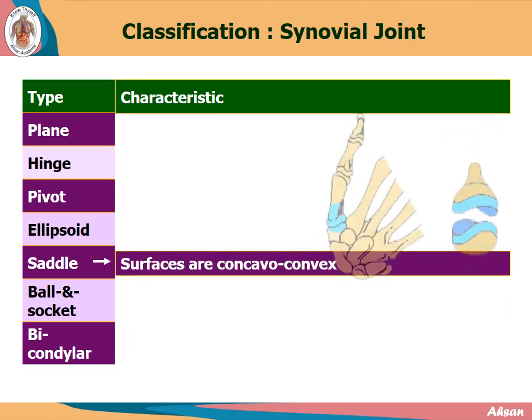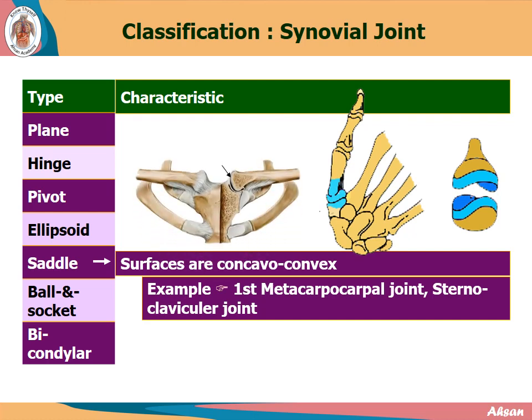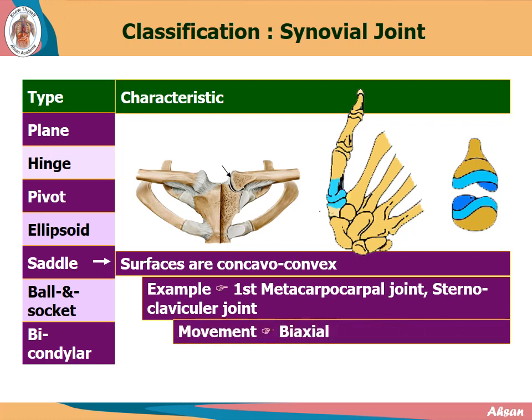Let's move to the saddle. It is also indicating that the joints have a particular surface shape, concavo-convex. The shaded joint is the first carpometacarpal joint, and also the medial end of the clavicle articulates with the sternal body, the manubrium sterni, to form the sternoclavicular joint. Both the joints are saddle type and movement is possible in two axes.